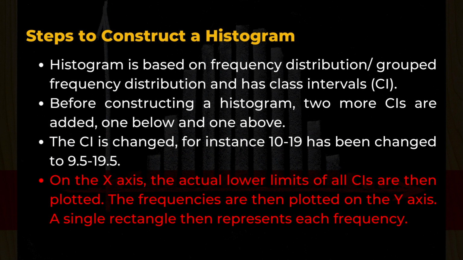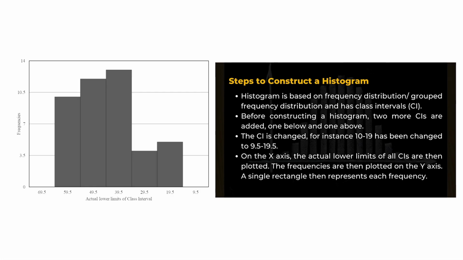On the x-axis, the actual lower limits of all class intervals are then plotted. Now we see that the lower limit is plotted on the x-axis, right? We can see it is 19.5 and 9.5 and so on. The frequencies are then plotted on the y-axis, and a single rectangle represents each frequency. Whatever the frequency is, these bars, these rectangles represent it, and there is no gap between the bars, as we saw in the bar graph.